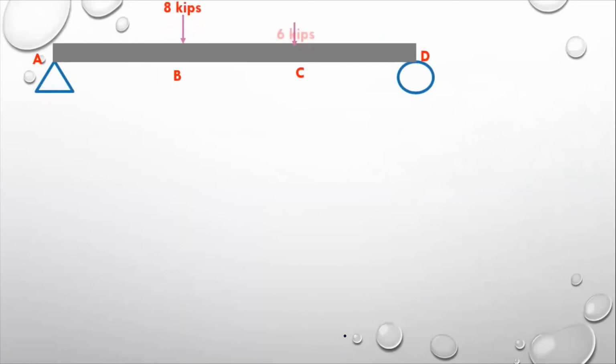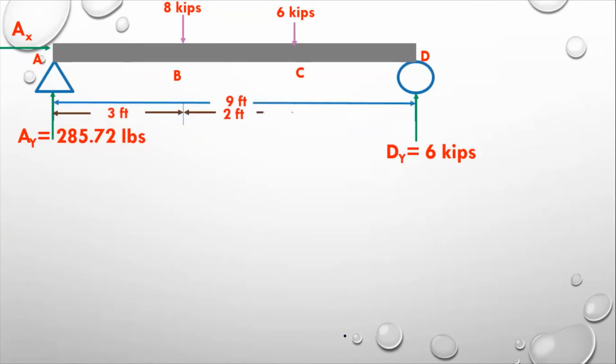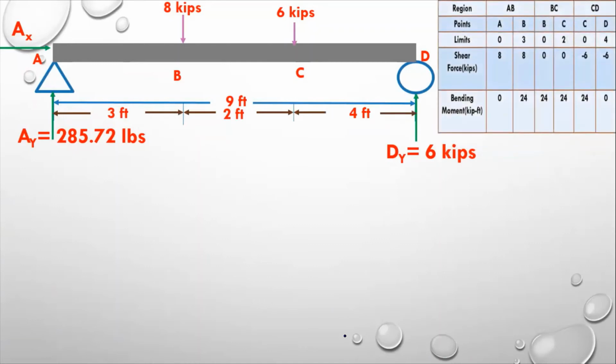You can see first I have to draw the beam here. The total length of the beam is 9 feet, 3 feet from A to B, 2 feet from B to C, and 4 feet from C to D. So now I have constructed the simply supported beam given in the question, and this is the table which I calculated and showed you before this slide.